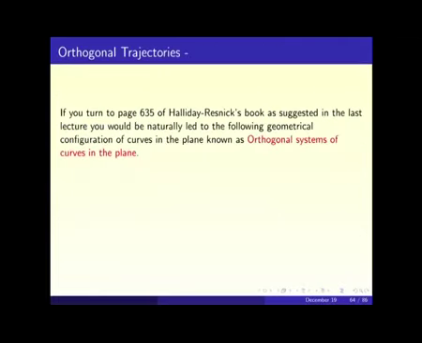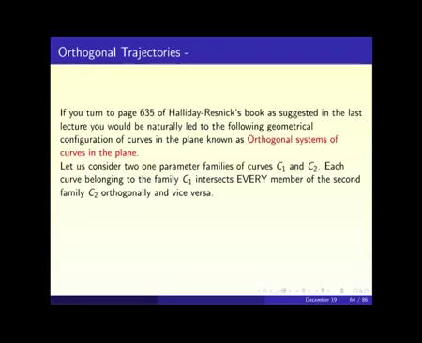Okay. The next thing we do is orthogonal trajectories. If you turn to page 635 of Resnick and Halliday's book, as suggested, you would be naturally led to the following geometrical configuration of curves in the plane known as orthogonal systems of curves in the plane. So what are orthogonal systems of curves in the plane? They are two systems of curves in the plane. A set of curves C1 and a set of curves C2.